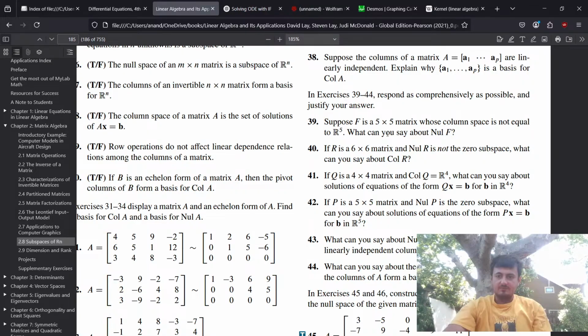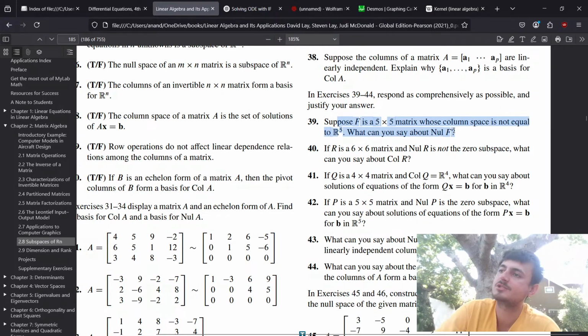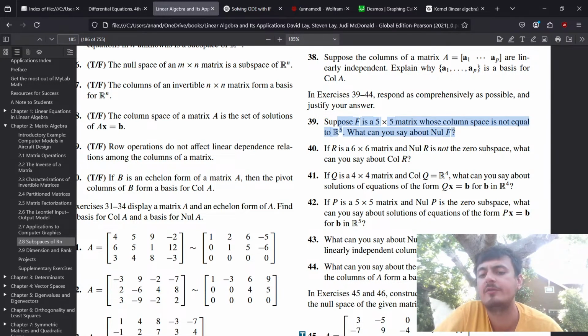Okay, so basically they're just trying to get you to understand the rank theorem. It's the dimension of the column space, which is defined as the rank. The rank plus the dimension of the kernel or the null space is going to be equal to, well, what if it's not square? Oh, then you get the inequalities. But if it's square, then it's going to be 5.